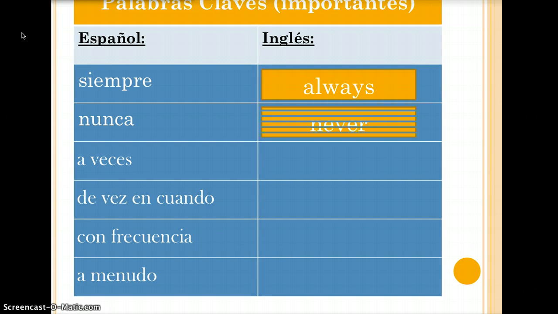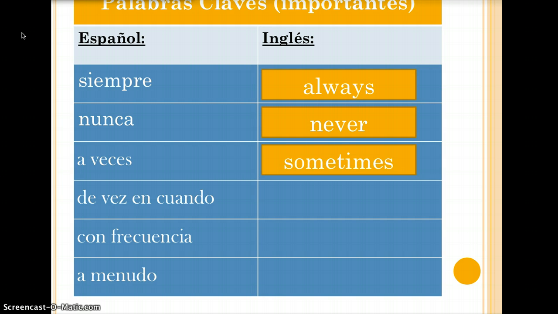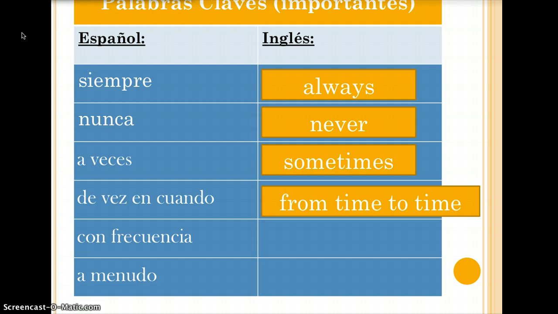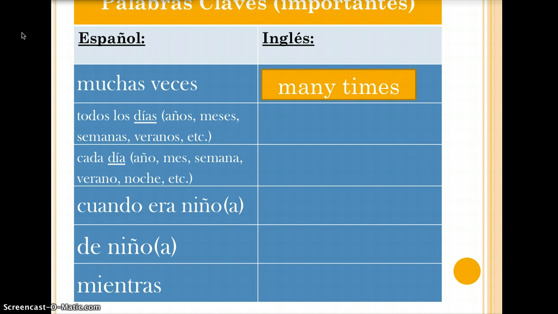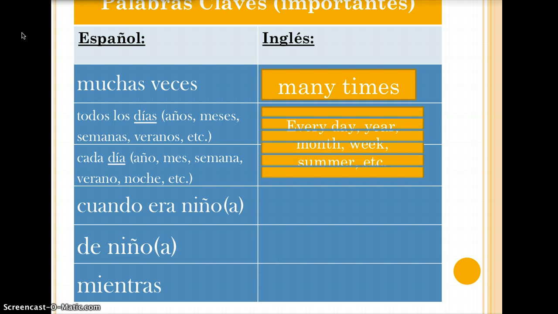Siempre, always. Nunca, never. A veces, sometimes. De vez en cuando, from time to time. Con frecuencia, often. A menudo, often. Muchas veces, many times. Todos los días, todos los años, todos los meses. Every day, year, month, week, etc.